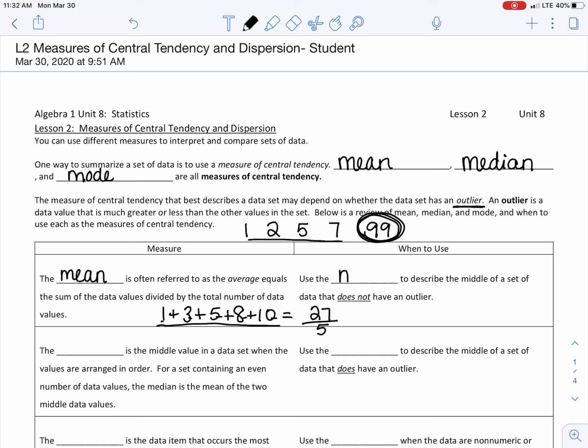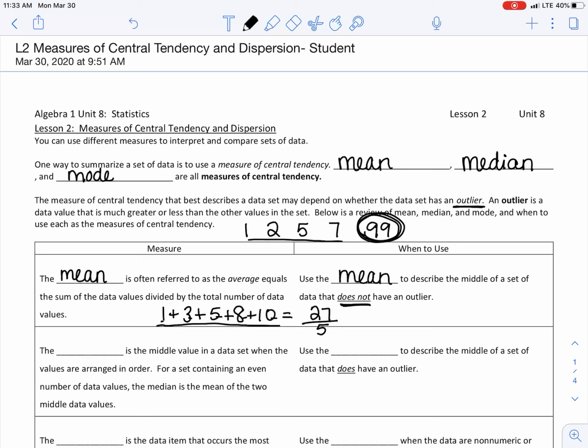Okay, so use the mean to best describe the data when it does not have an outlier. The reason we do this is because if we were to add an outlier to this, say we added like 100 to this, and then divided by the total number, that's going to really bring your average up. So that doesn't accurately depict the middle of the set of data. Okay, so you only use the mean whenever there is not an outlier.